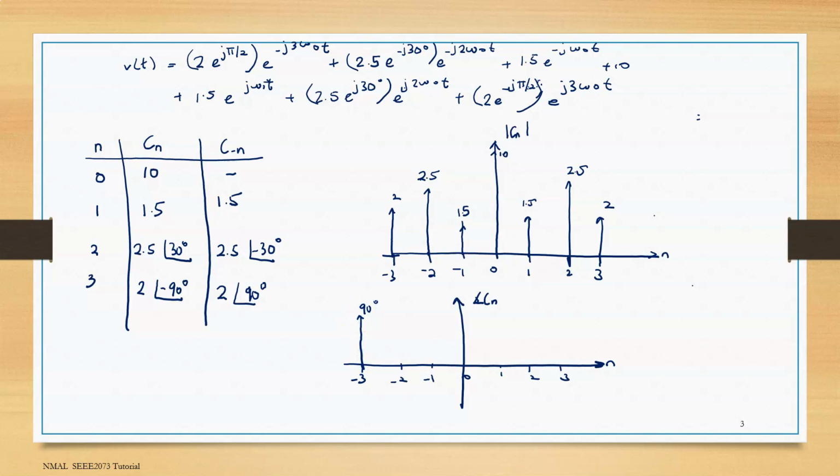For negative 2 it is 30 degrees, which is this part, negative 30 degrees. For negative 1, there is no phase, so no plot here. And for 2 here it is 30 degrees, and for 3 here it is negative 90 degrees. So this is what is meant by conjugate, where the magnitude is the same and the phase is different, or it can be vice versa as well.